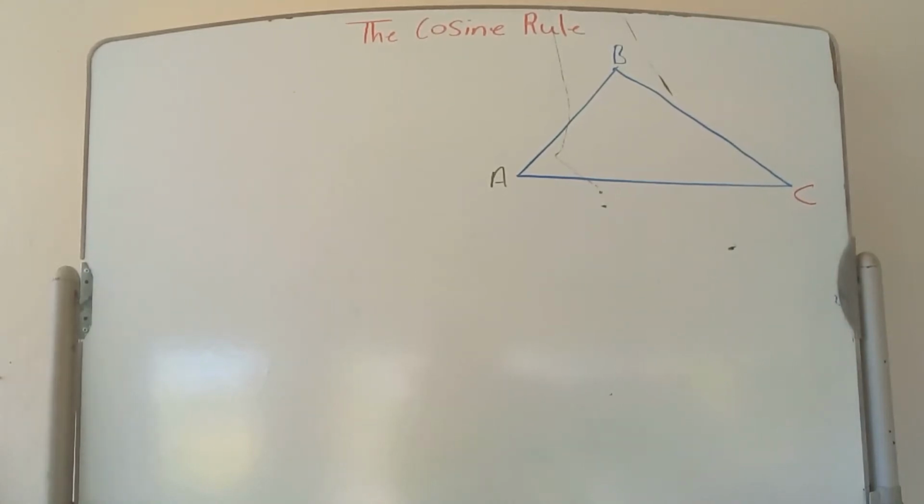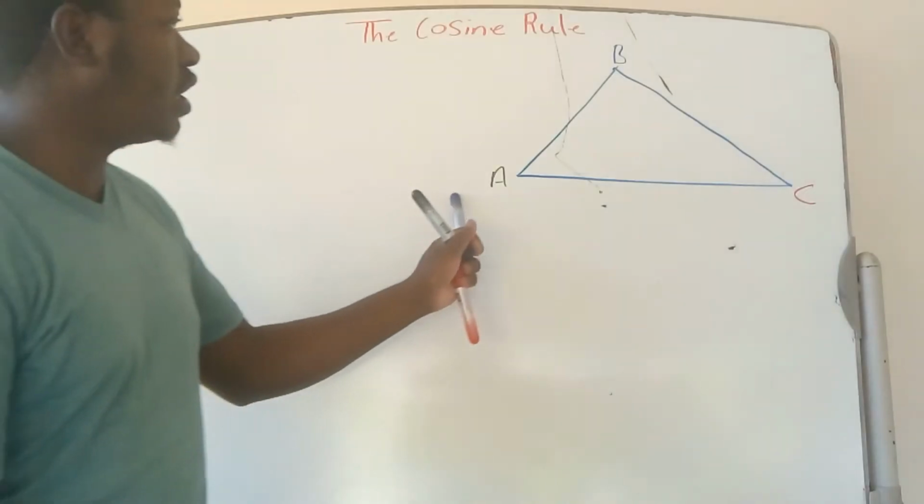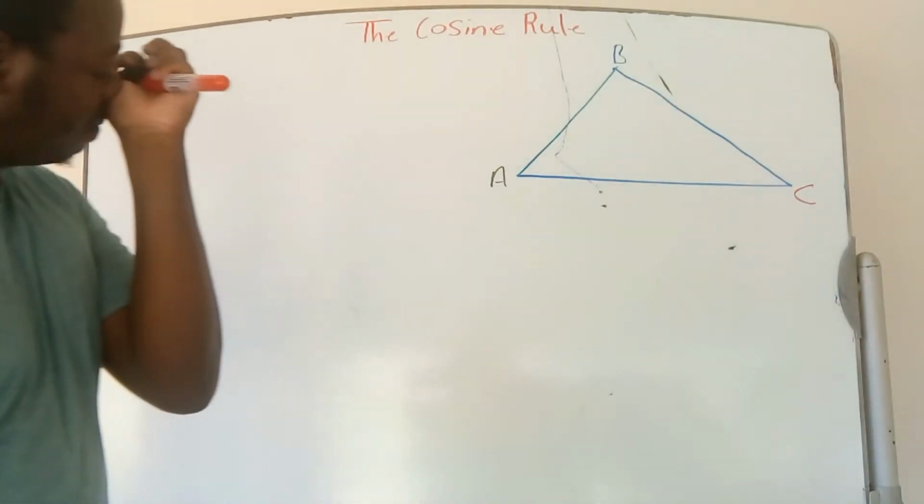Our focus for this video is the cosine rule. Now the cosine rule is applied to a non-right angle triangle. Now on the board here, I have a non-right angle triangle, which is ABC.